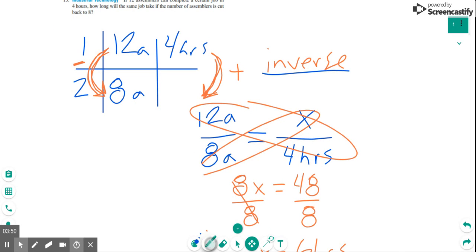All right, so I can come back up here, and my answer is 6 hours. Is that reasonable? As I lost assemblers, the time it took them to do the same job was longer, which does make sense.